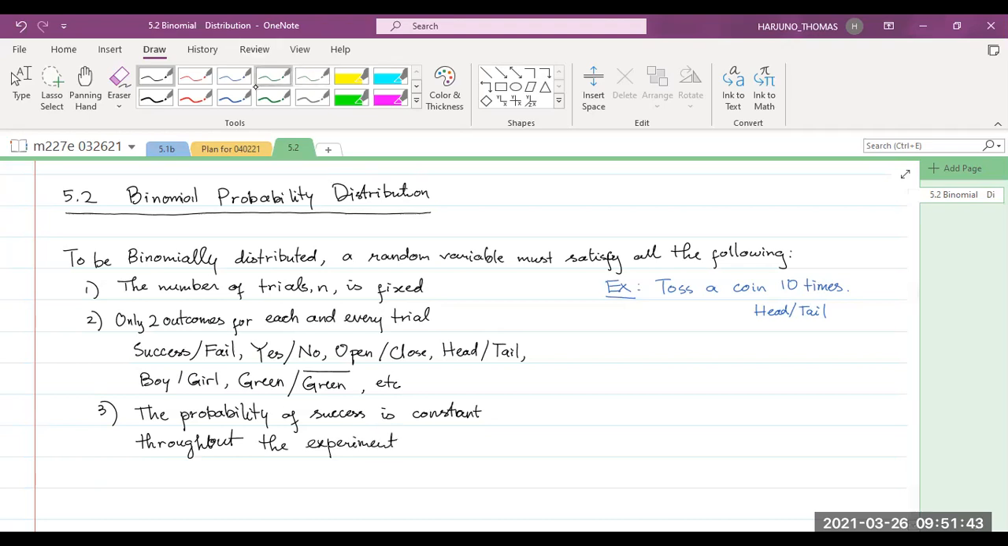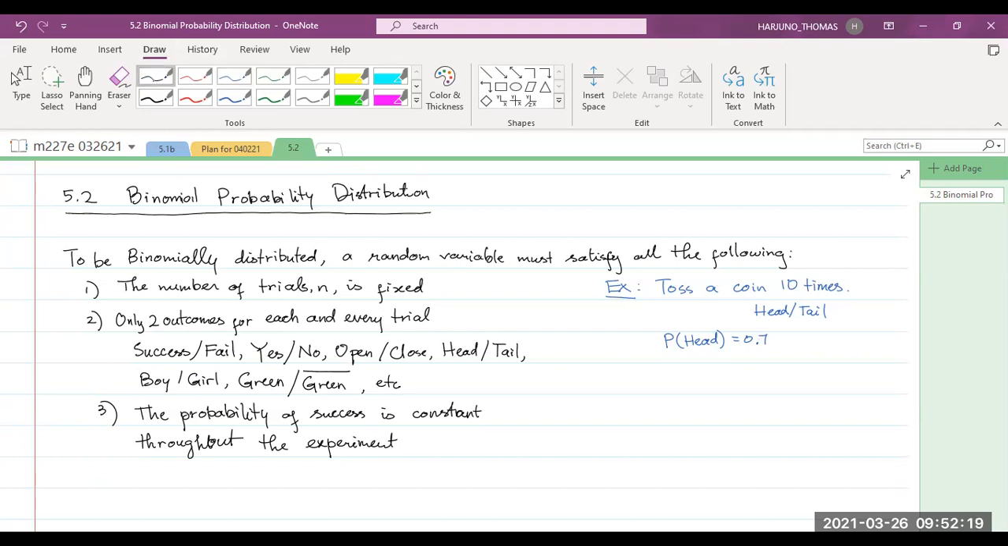Let's say in this example here, probability of getting a head is 0.7. Now I didn't say it's a fair coin. And it doesn't have to be a fair coin for us to have binomial distribution. Probability of getting a head is 0.7, and this 0.7 will be the probability of getting a head for all 10 times we toss a coin.